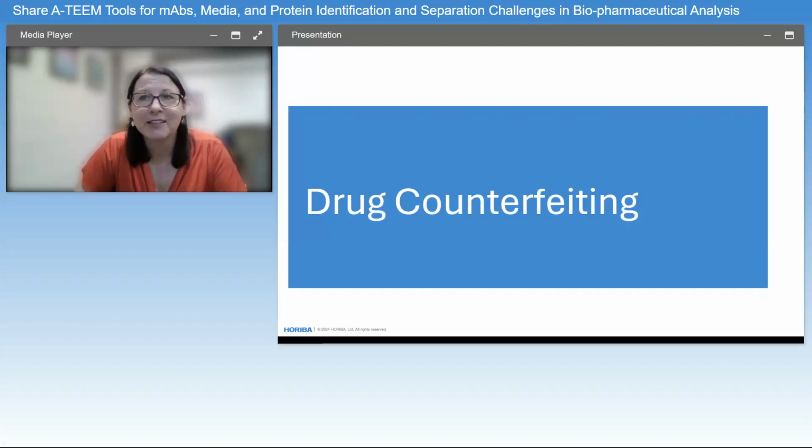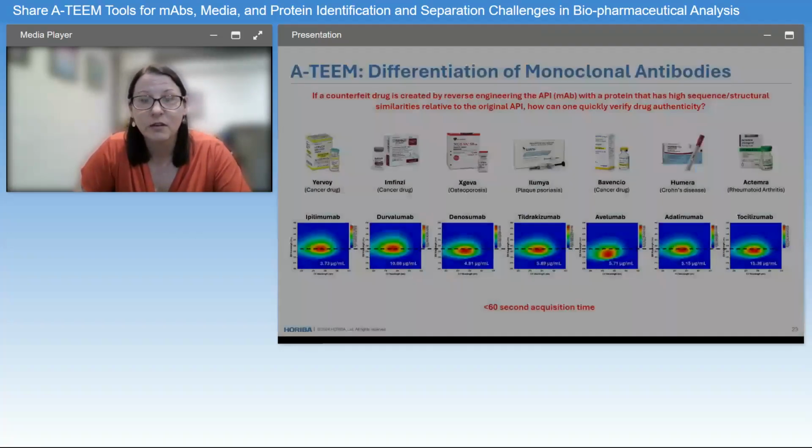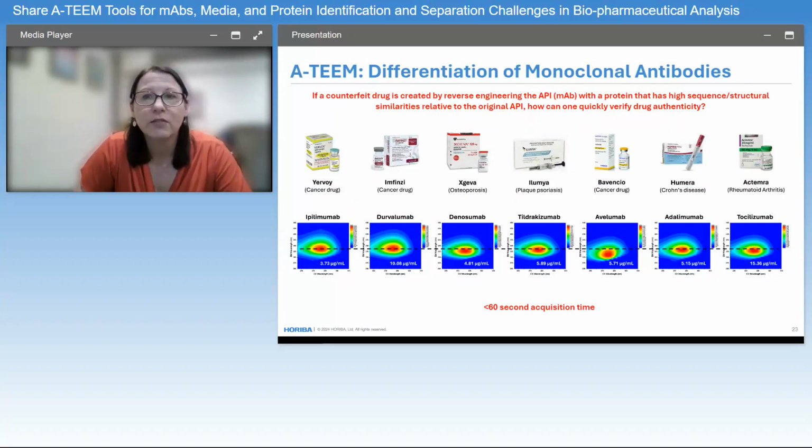The next application is also an interesting one. We can use A-TEEM spectroscopy to tell very similar protein-based products apart, different APIs. Really, this is a tool that can be applied for QC checks. You can do a quality control check to make sure that your drug is matching what you think it is, or even the detection of drug counterfeiting in the forensic sense. This study was done using 7 commercially available monoclonal antibody drug products, the APIs. Each of these 7 have very similar protein structures, but different applications.